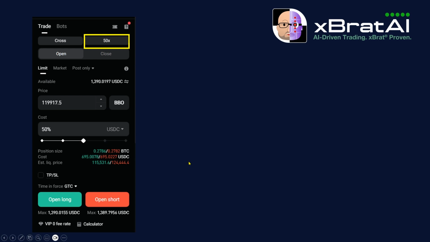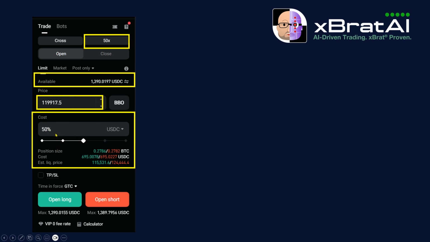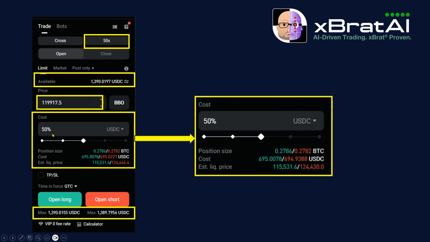This time it's 50x. There's 50 times your margin. So that leverage is quite high, and we want to discuss the important differences that traders should be aware of. So again, same account balance, same price on Bitcoin. We have the cost again, and we're going to talk about that in a little more detail now. So we're still at 50% cost. So again, we'll be blocking 50% of the account balance.